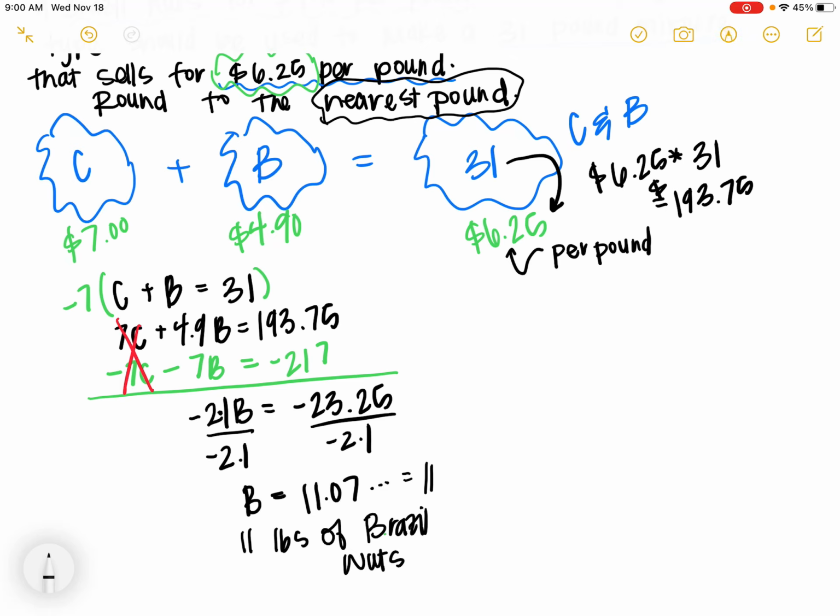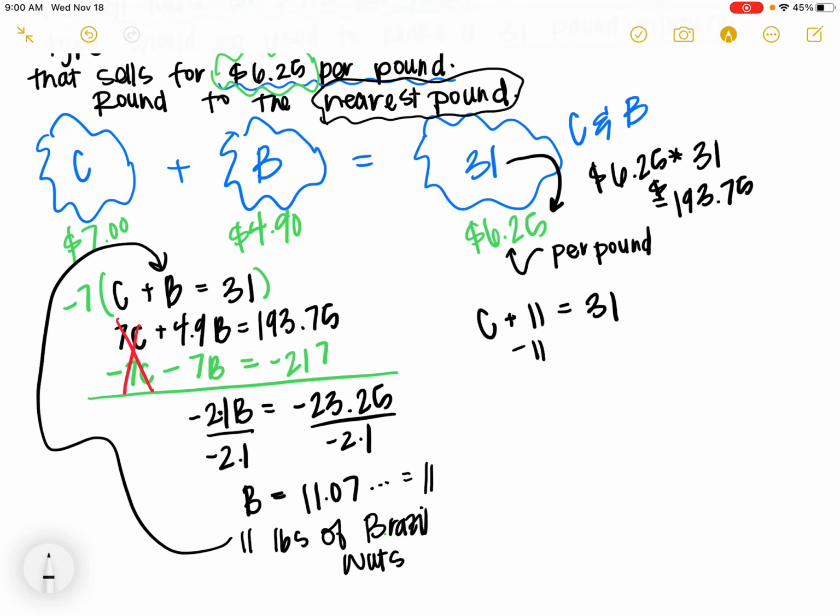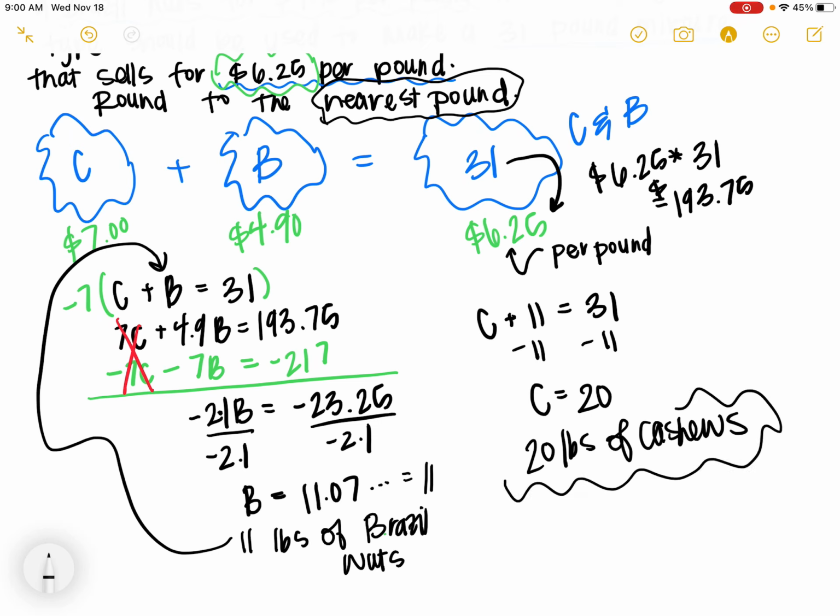Now to figure out how many cashews we have, I'm just going to plug that into the first equation. So that's cashews plus the 11 pounds of Brazil nuts equals 31. You can subtract that 11, so we have 20 pounds of cashews. So 20 pounds of cashews and about 11 pounds of Brazil nuts.